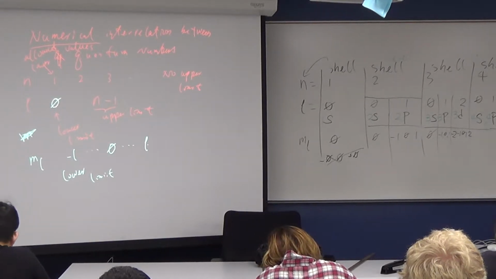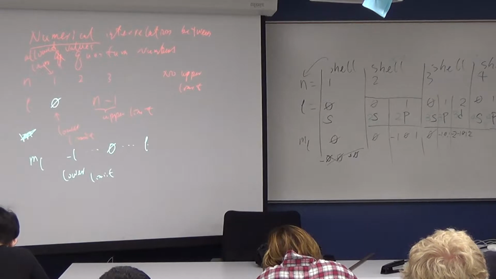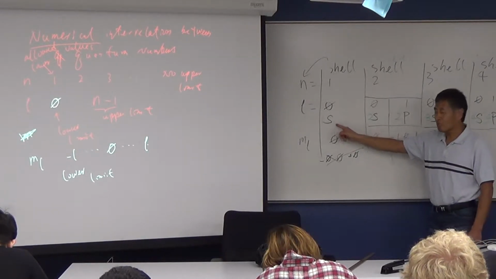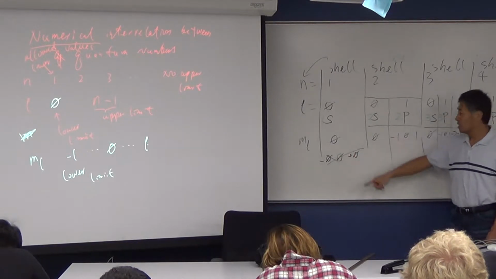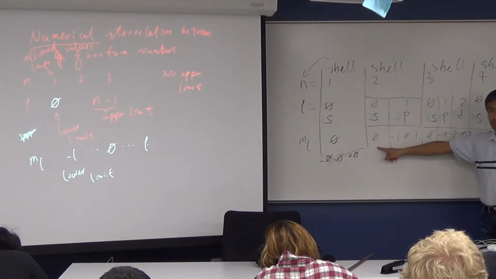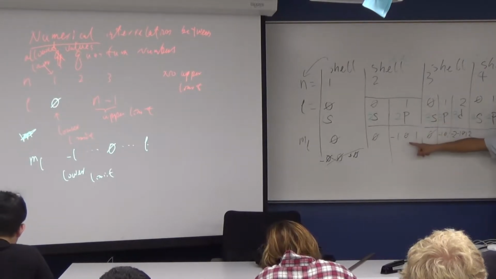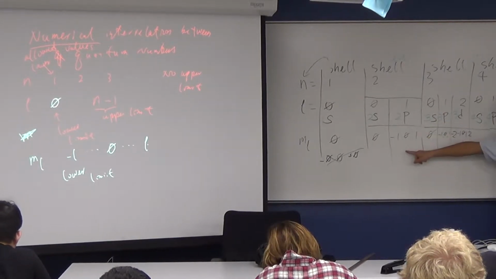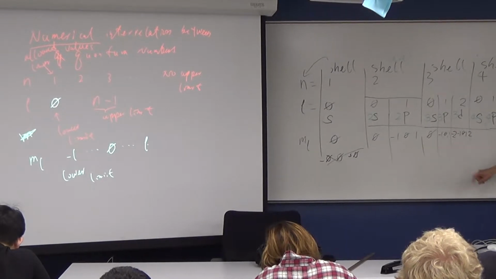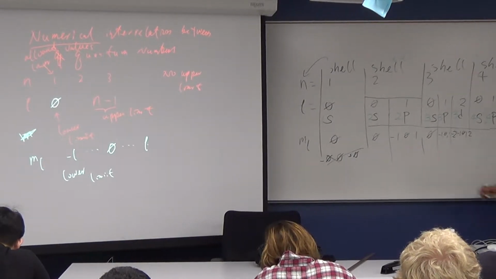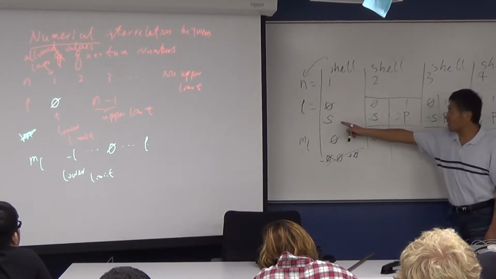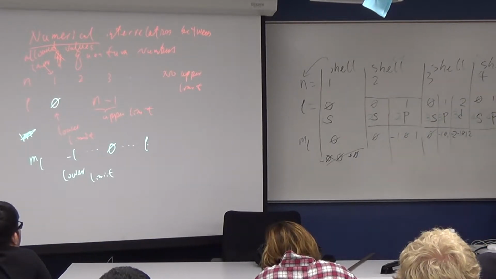Yeah. Very good. So then, what do we mean by that? Why do we only have one number for S, for ML? We only have one number for ML for S, and 3 numbers for ML for P. Agree? Because they have different shapes. Those are very good. So those are different shapes, actually.